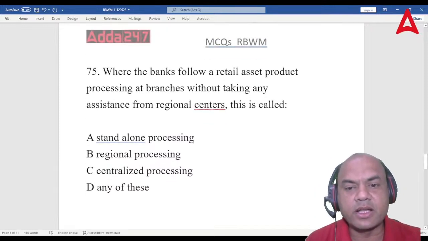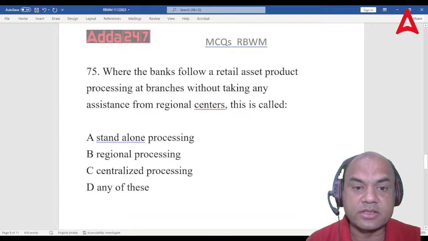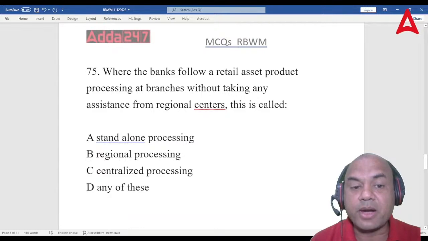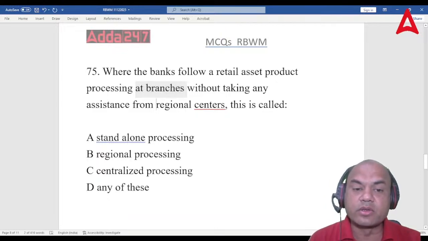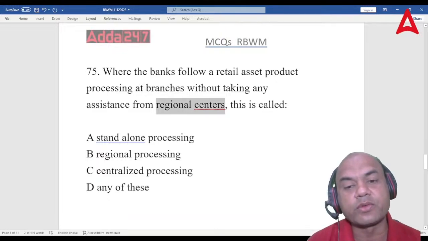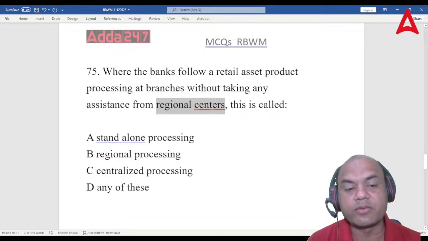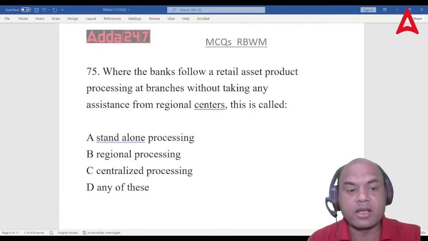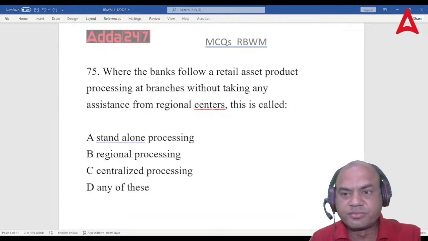Where the bank follows a retail asset product processing at branches without taking any assistance from regional centers. This is called as, here, where the branch follows a retail asset processing at branches. So it is done at branches without taking any assistance from the regional center. So no help from the head office or zonal office or anyone. So it is called as standalone, regional, centralized, or any of these. Think of it. This is a bit tricky one.